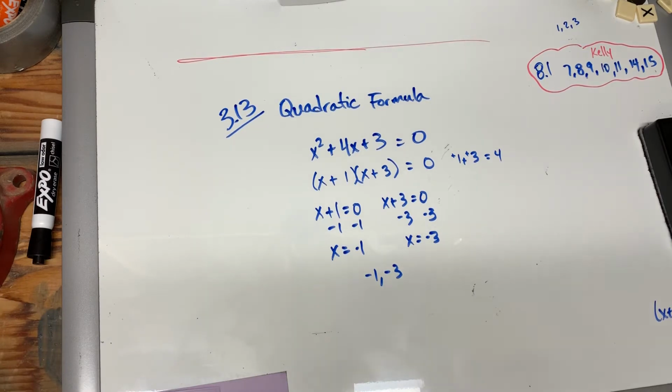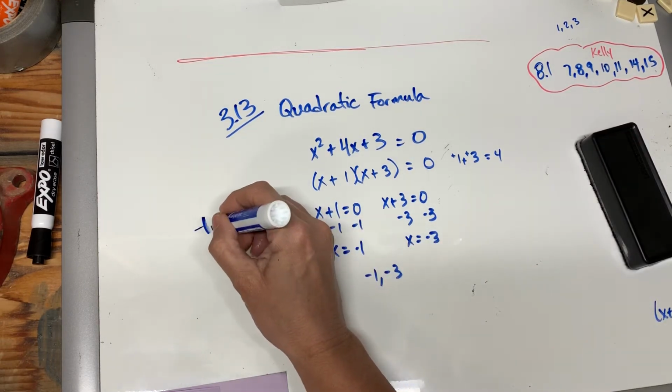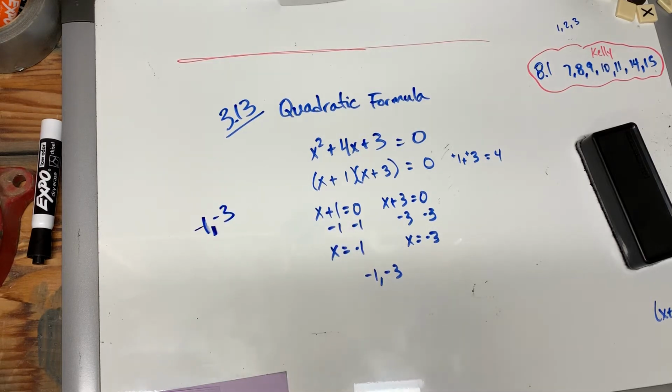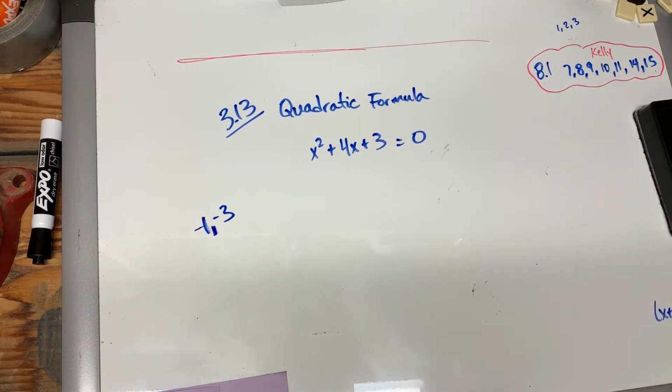Now, there's another way that we could have solved this using what's called the quadratic formula. Typically, if a problem is pretty easy to factor like this one is, then we will just factor it because it's a little bit quicker. But if we can't factor it or we don't want to factor it, we can always use the quadratic formula and we will get the same result. So I'm just going to put these answers, -1 and -3, on the side there. I'm going to erase all of this and I'll show you how the quadratic formula works.